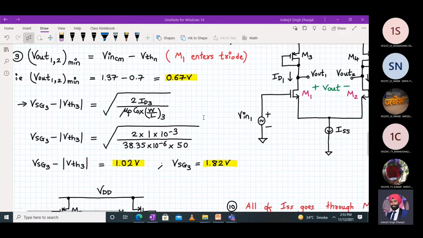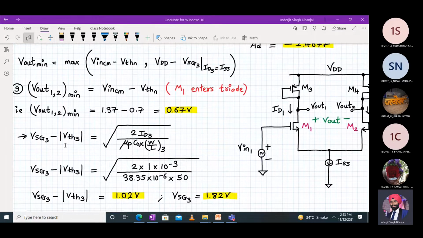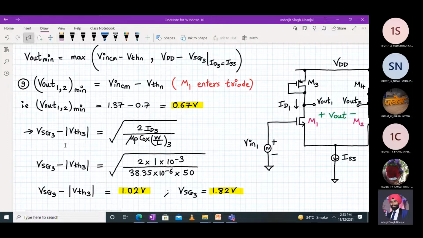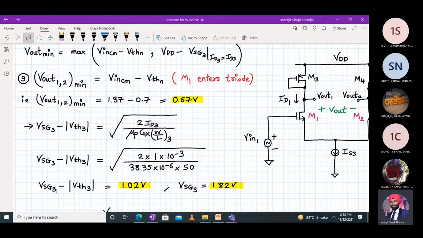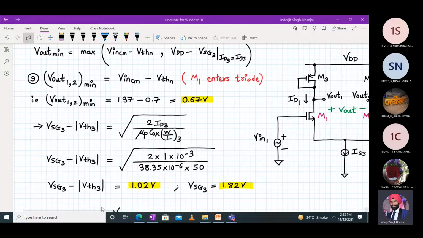And next we have to calculate the value of VSG3. We found the value of V in CM minus VTN, but we have to find VSG3 minus mod of VT3, which is equal to twice ID3 divided by mu P Cox W by L of 3. If you find the overdrive voltage for the PMOS transistor, that will be 1.02 volt. So VSG3 will be 1.82. Why? Because mod of VTH3 is 0.8. So VSG3 will be 1.82. Please confirm this number.